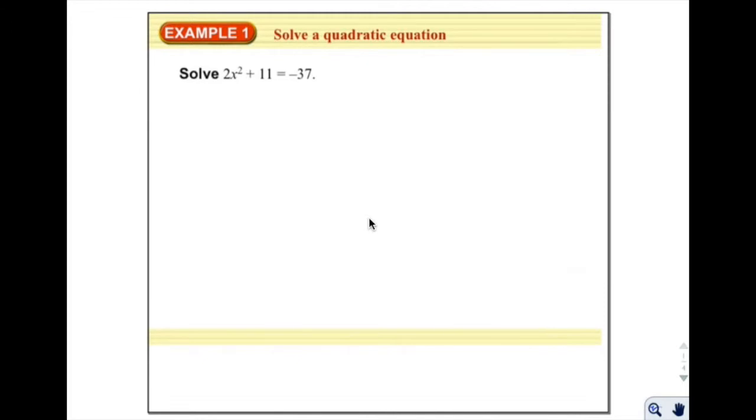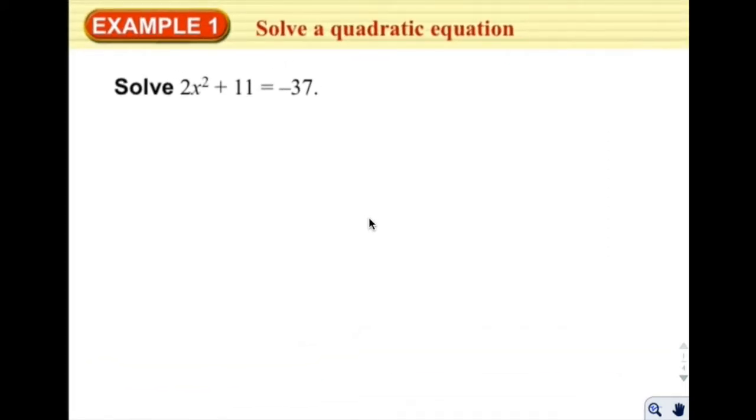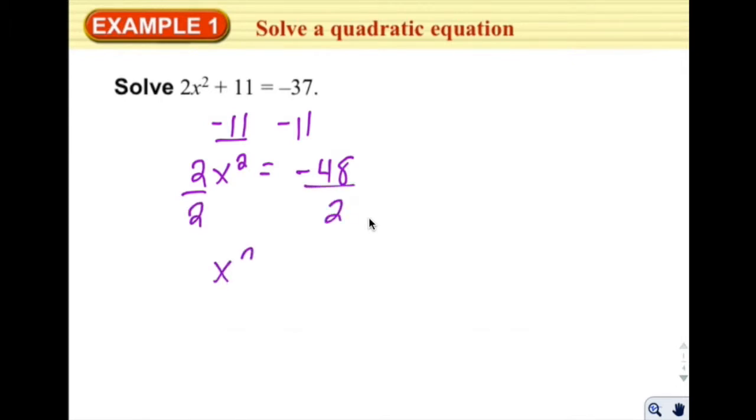This is really review. This is really something that you should be able to do independently, but I'm going to walk you through it just in case. In order to solve for x, I need to balance my equation and isolate the x. So I'm going to subtract 11 from both sides, and that gives me 2x squared equals negative 48. And then I need to divide by 2. So I get x squared equals negative 24.